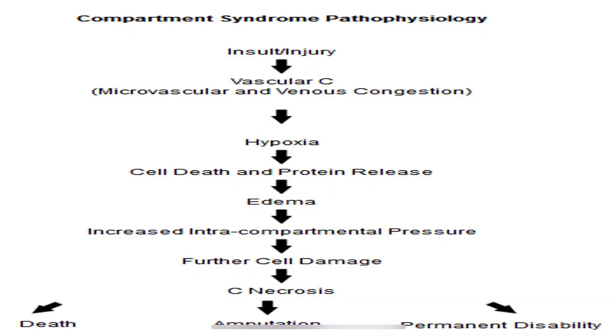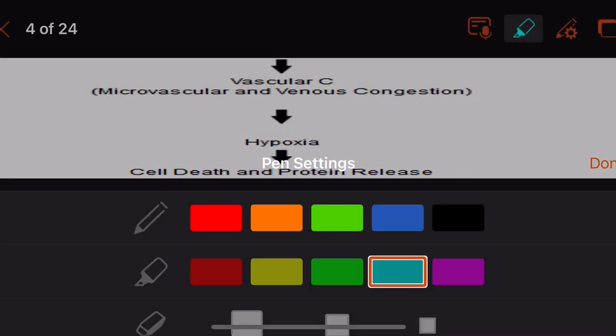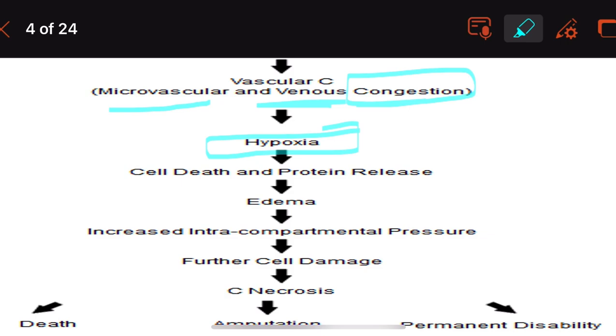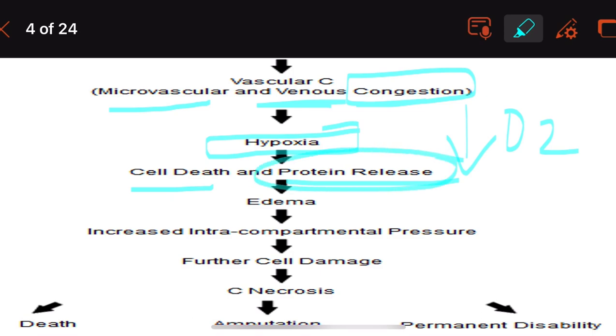Let us understand the pathophysiology of this compartment syndrome. Any insult or injury will cause vascular congestion. Vascular congestion includes microvascular and venous congestion. Because of this congestion, there is hypoxia, a reduced oxygen supply in the blood. And then what happens? There is cell death. Since the oxygen is not supplied, there will be cell death and protein release. Because of the cell death and the protein release, there is edema of the tissue. You can see the swelling.